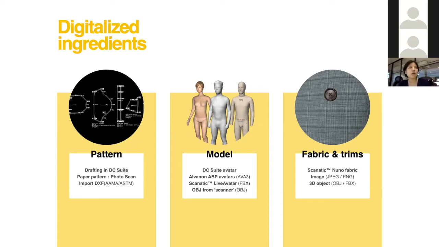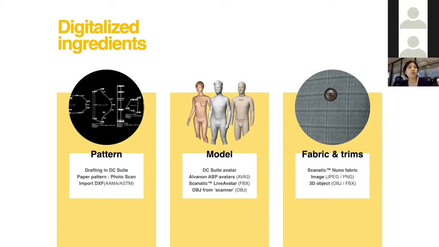And we also have a product called PhotoScan. So if you've got a paper pattern, by just taking a picture of your pattern with the PhotoScan board, it can help you bring your paper pattern into DC Suite in the right scale. And the second is about the 3D model.